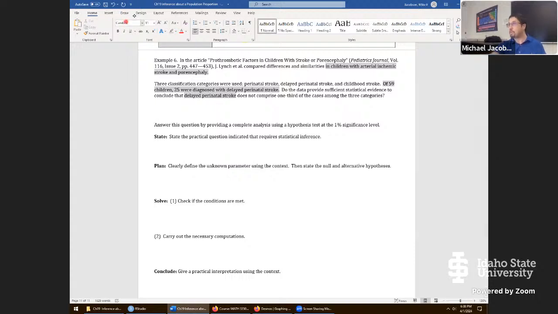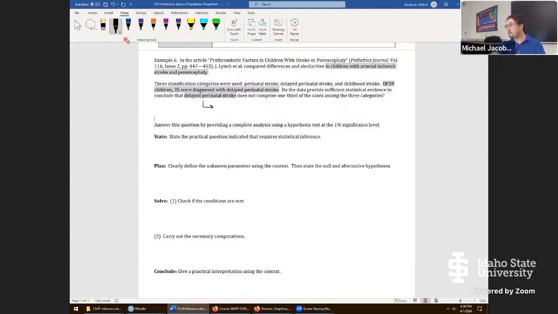That's the success. So we could come down here and say X equals 25 children in that category, so 25 successes. And the other 2 categories are just going to be lumped together into the failures category. So we have 25 successes, that was supposed to be an S right there, and the sample size is 59. So we're going to answer this practical question right here using, let's say, complete analysis and a hypothesis test. It says at the 1% significance level, so it'd probably be a good idea to just write that out. Alpha equals 0.01, just as a reminder.